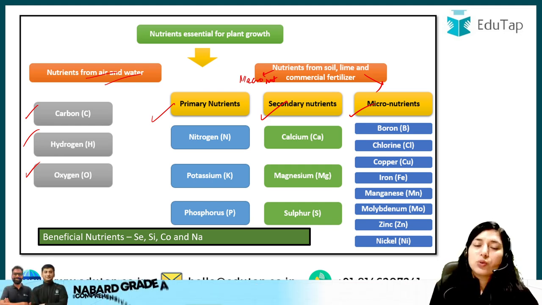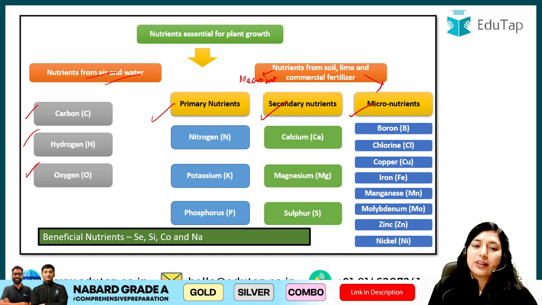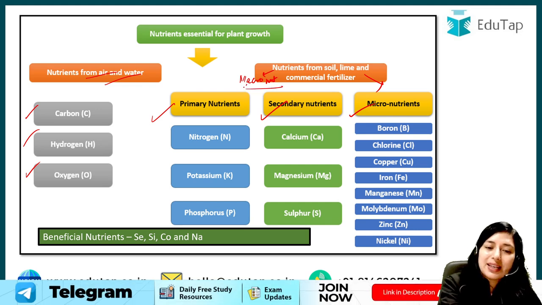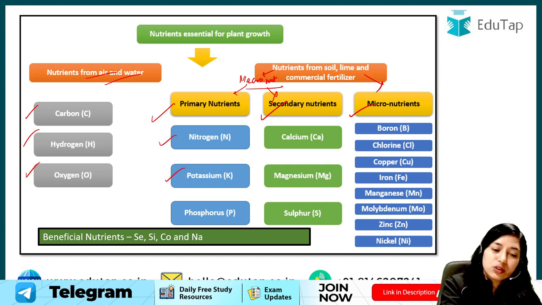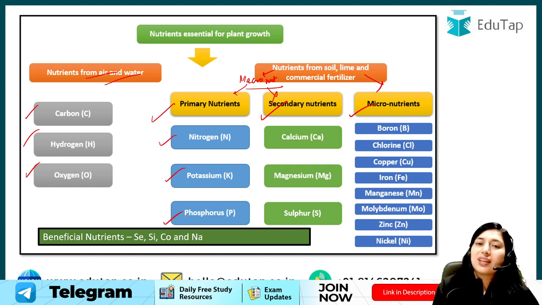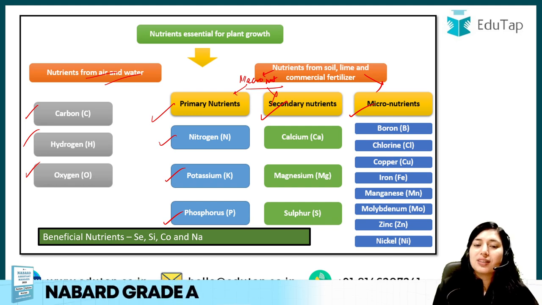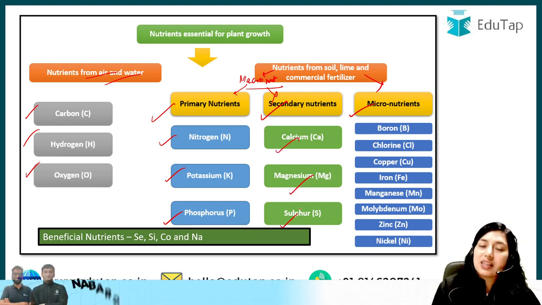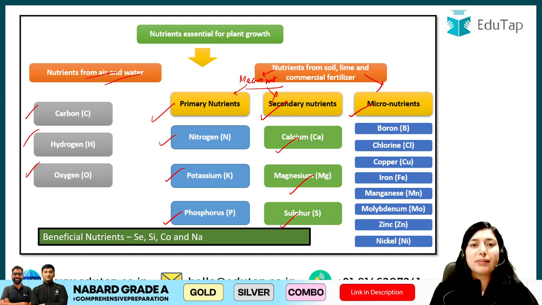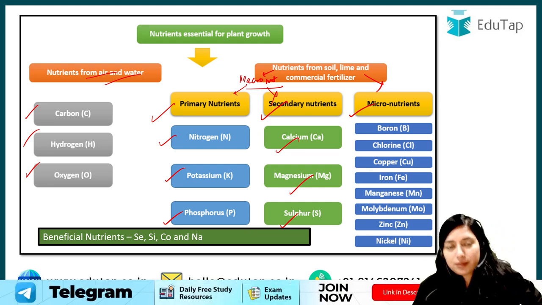अब जो आपके macronutrients हैं, they are also further classified into primary and secondary nutrient. ठीक है. और आपको याद रखना है कि प्राइमरी न्यूट्रिएंट के अंदर आता है आपका नाइट्रोजन, फॉस्फोरस एंड पोटेशियम. Very important. ठीक है. Your NPK falls under primary nutrients under macronutrient category and secondary nutrient आते हैं आपके कैल्शियम, मैग्नीशियम एंड सल्फर. ठीक है. These are your secondary macronutrients. Clear? Next we have micronutrients.